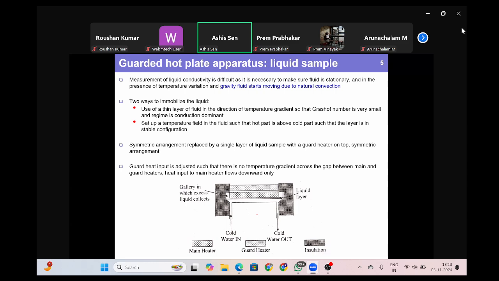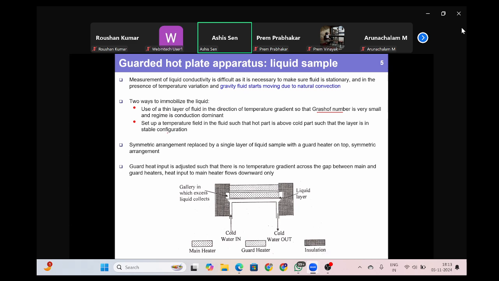Okay. So there are two ways to address this issue. One way is that you make sure that the fluid layer, whose thermal conductivity you are trying to measure, is very, very small. Okay, the thickness is so small that the Grashof number, which is a non-dimensional number that characterizes how strong the convection or the movement of the fluid is, is very small. That means the movement of the fluid has negligible effect on the heat transfer characteristics, and the regime will be mainly conduction dominant. Okay, this is something you can ensure.